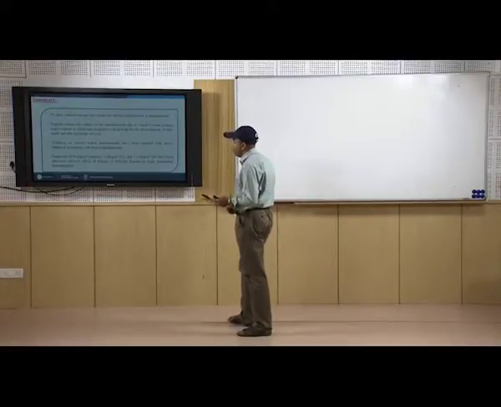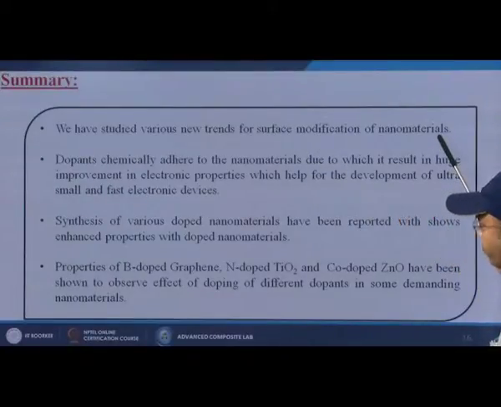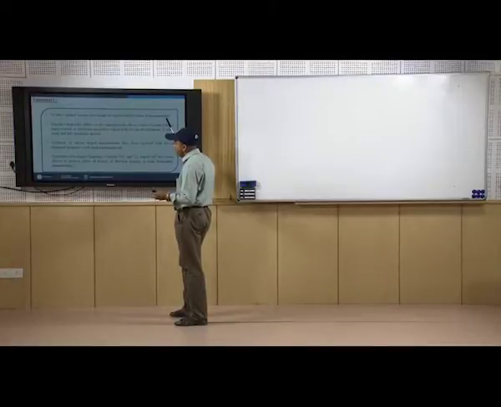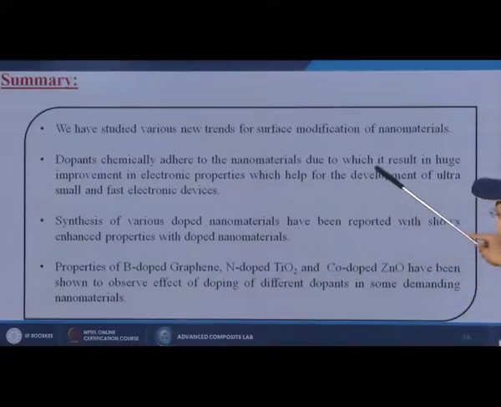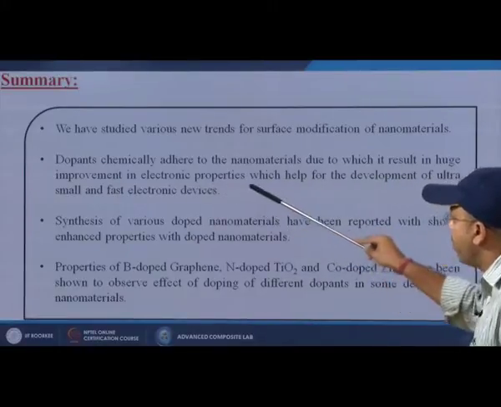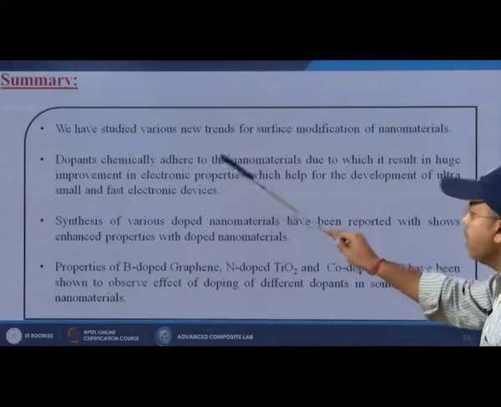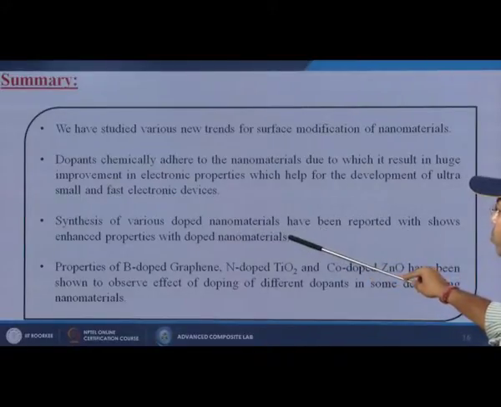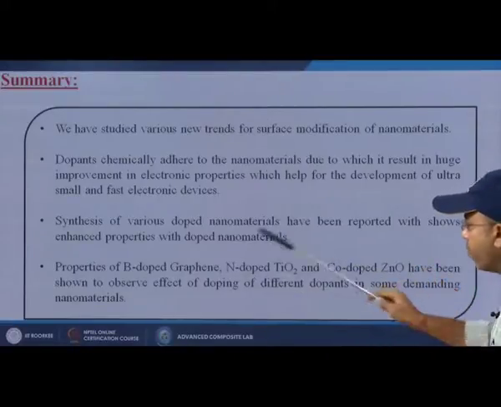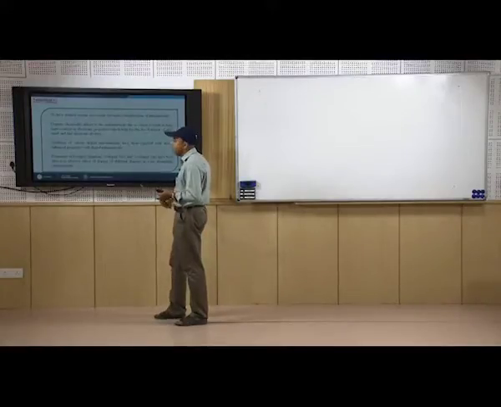in our previous slides. We have studied various new trends for surface modification of nanomaterials. Mainly we have discussed the doping technology, how we do the doping. Dopants chemically adhere to the nanomaterials, which results in huge improvement in electronic properties, which helps the development of ultra small and fast electronic devices. Synthesis of various doped nanomaterials has been reported, showing enhanced properties. Properties of boron doped graphene, N doped titanium oxide and cobalt doped zinc oxide have been shown to observe the effect of doping of different dopants in some demanding nanomaterials.